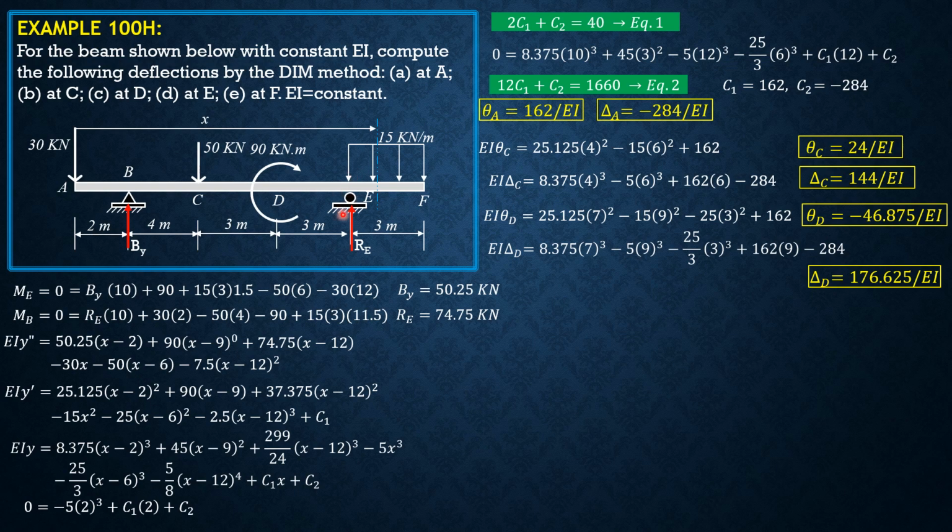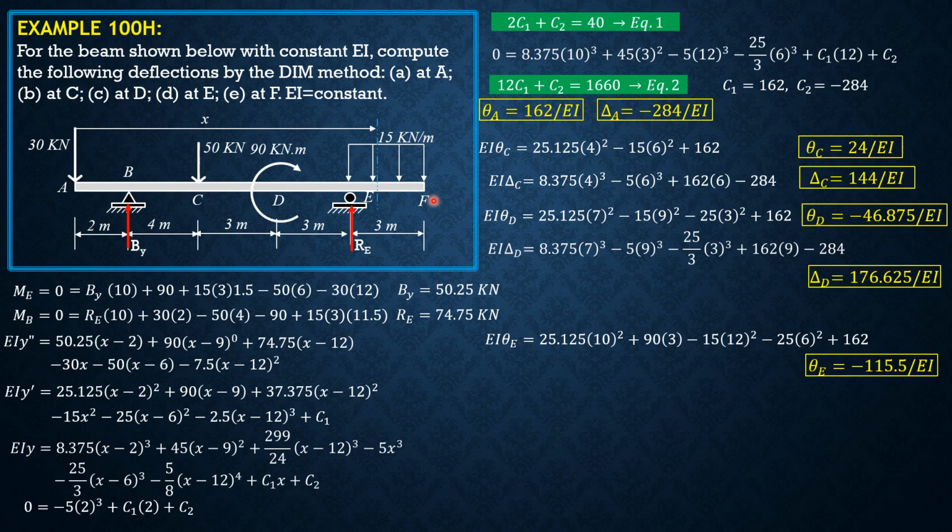Then at E, just theta, because y is 0 at E. So into this equation, x is 12. So EI theta E is equal to 25.125 times 10 squared plus 90 times 3, then minus 15 times 12 squared minus 25 times 6 squared, plus C sub 1, which is 162. So theta E is equal to negative 115.5 over EI.